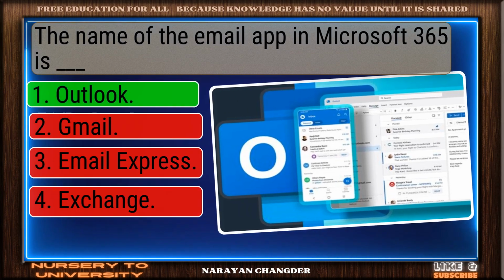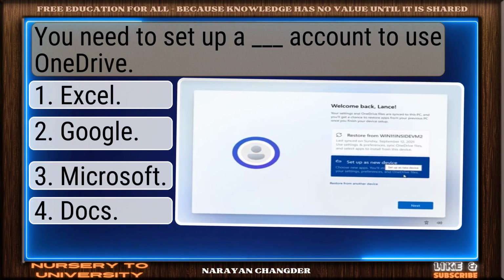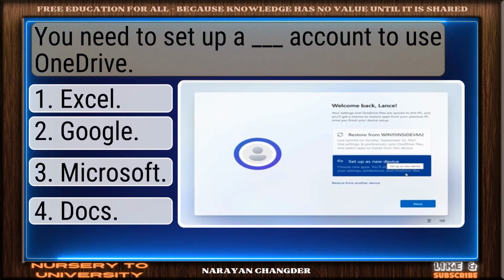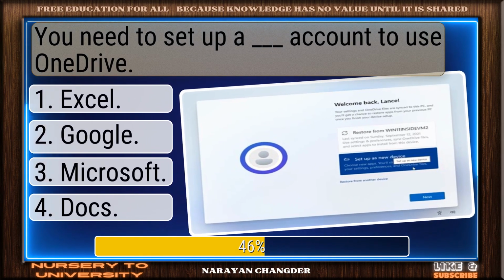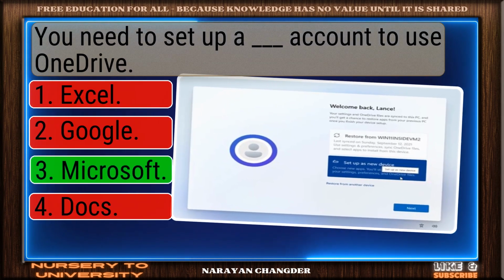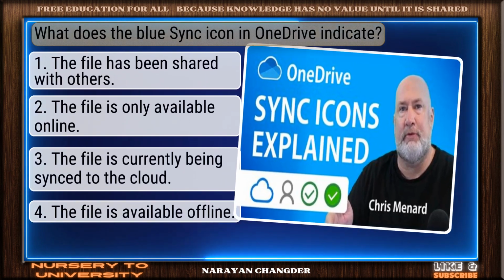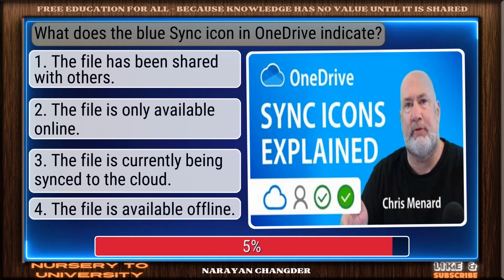Sharp thinking. Outlook is the right choice. Question number 44. You need to set up a dash account to use OneDrive. Well picked. Microsoft is the correct answer. Question number 45. What does the blue sync icon in OneDrive indicate?